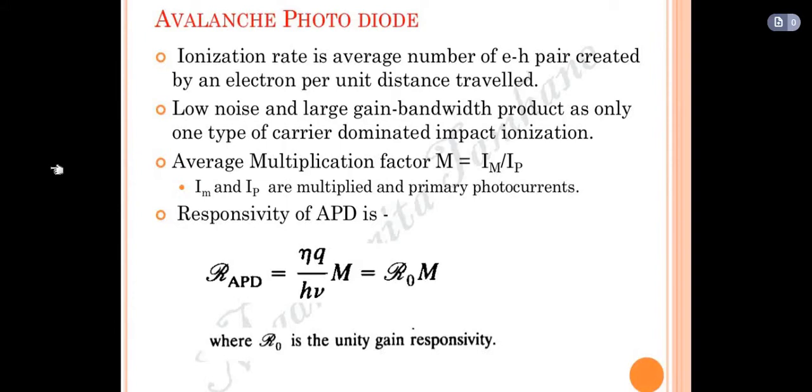The main criterion for the avalanche diode is all about its rate, right? So basically, the ionization rate is the average number of electron-hole pairs created by the electron per unit distance traveled. Whatever distance we consider, it is taken into account in that analysis as well. Because of that, all these things are taken into consideration when using avalanche photodiodes.